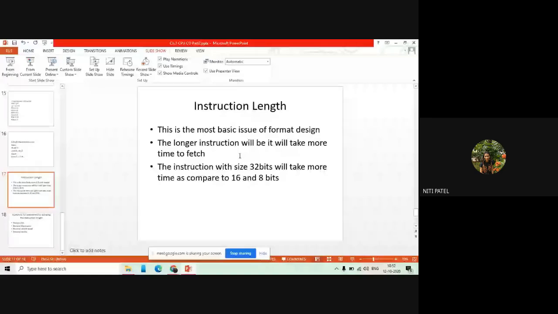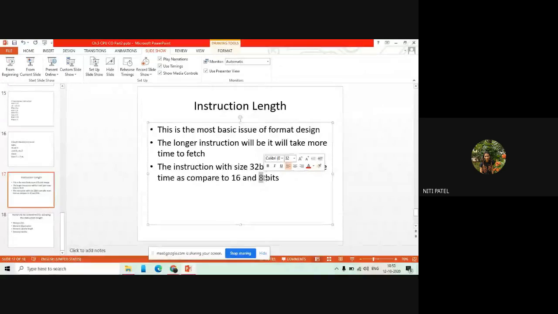Why? Because your data and address bus can carry how many bits? Only 32 bits. So if your instruction is more than 32 bits, I have to use the data bus and address bus twice. But if it is exactly 32 bits, I will use the bus only once. If it is 16 bits, I will use only 16 bits of the bus. If it is 8 bits, I will use only 8 bits of the bus. But normally the instruction length of 80386 is 32 bits.